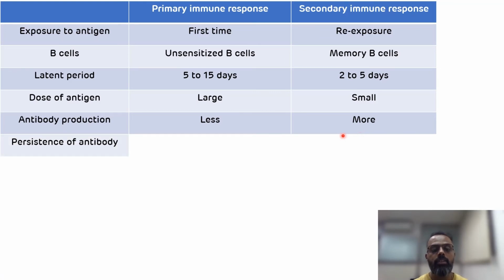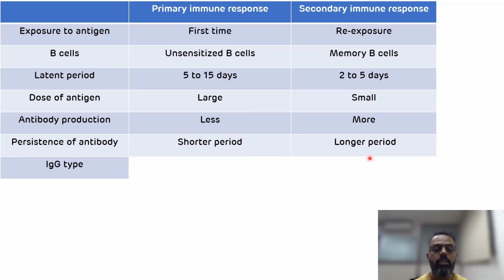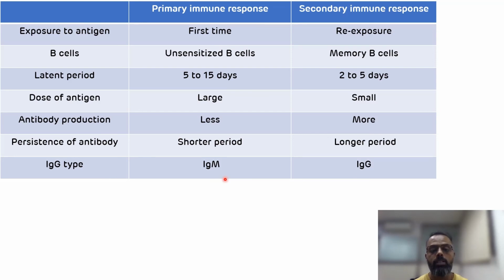Then another difference is related to the persistence of antibody. So antibody persistence in the primary immune response is for a shorter period, while in the secondary immune response, it is for a longer period. And the last difference is related to the immunoglobulin type. So in the primary immune response, the immunoglobulin which is developed is of IgM type, while in the secondary immune response, it is of IgG type. So that is the difference between primary immune response and secondary immune response.